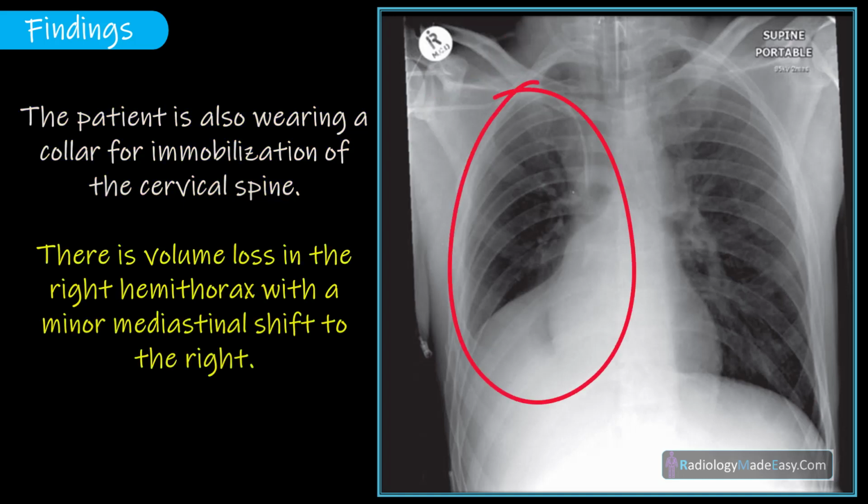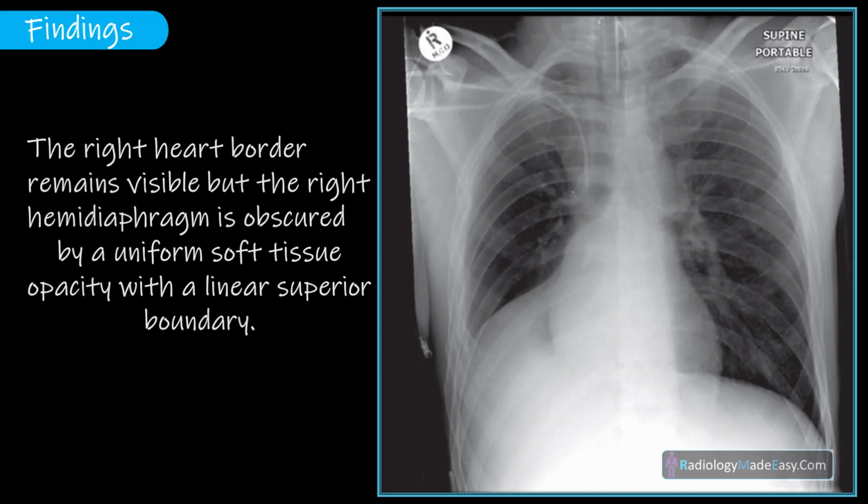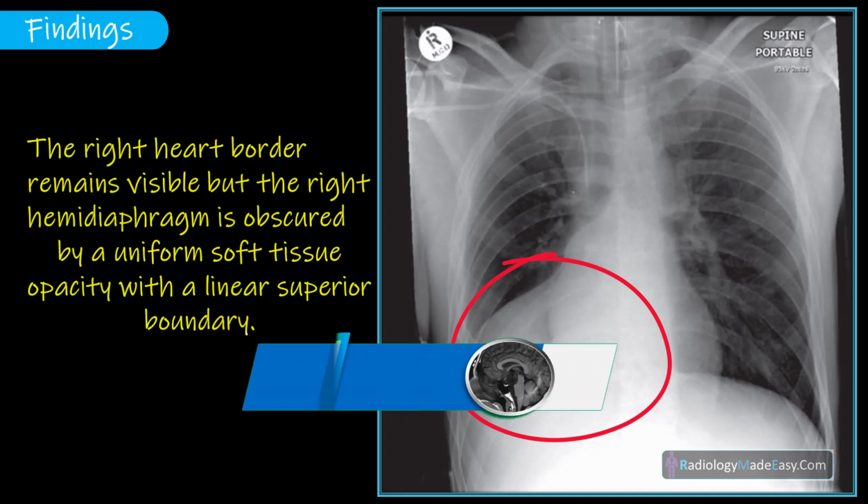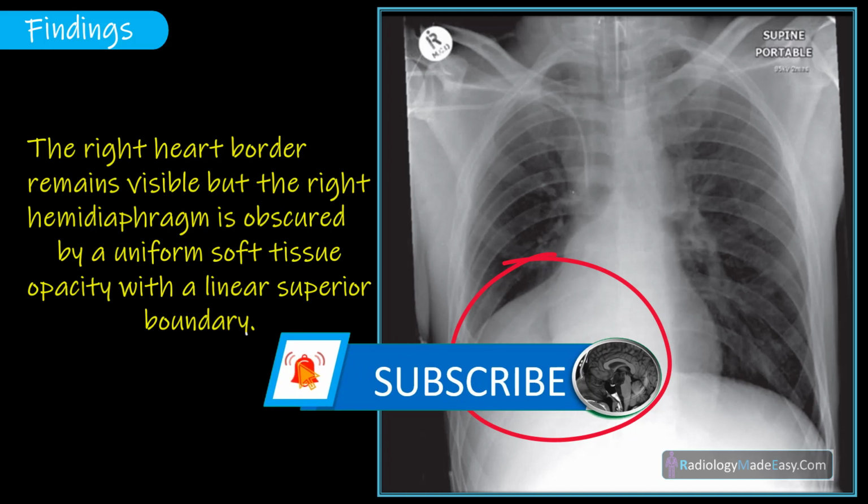There is volume loss in the right hemithorax with a minor mediastinal shift to the right. The right heart border remains visible, but the right hemidiaphragm is obscured by a uniform soft tissue opacity with a linear superior boundary.